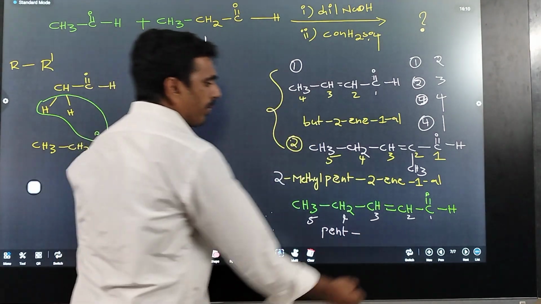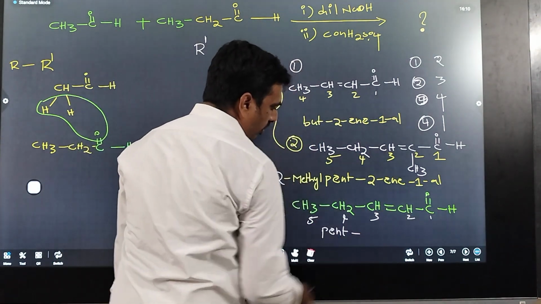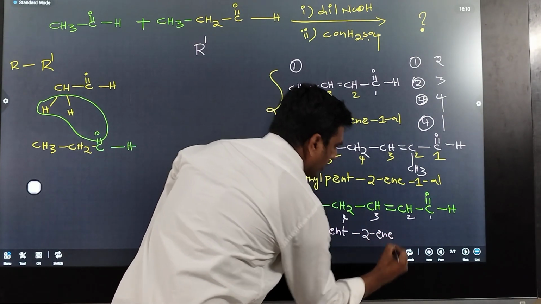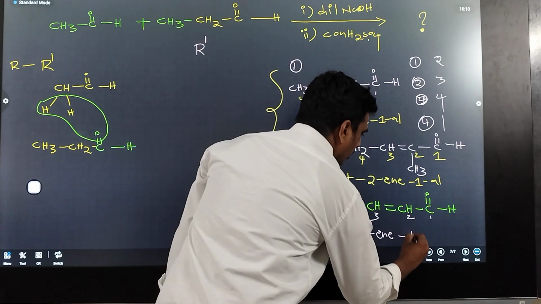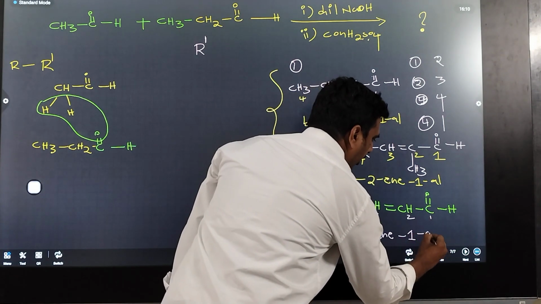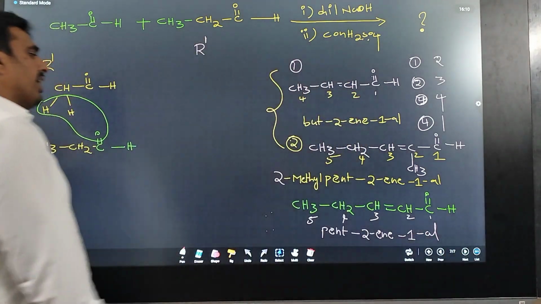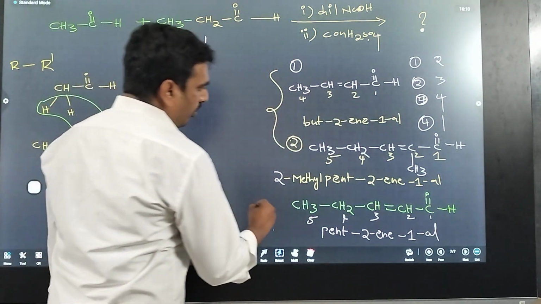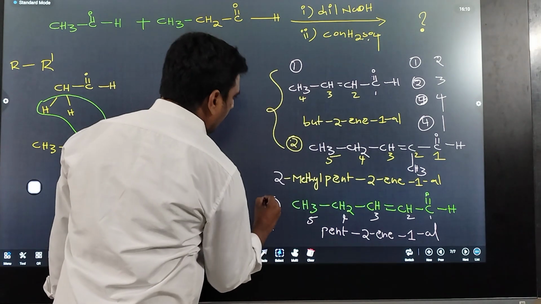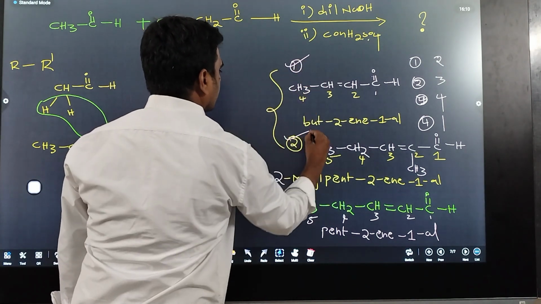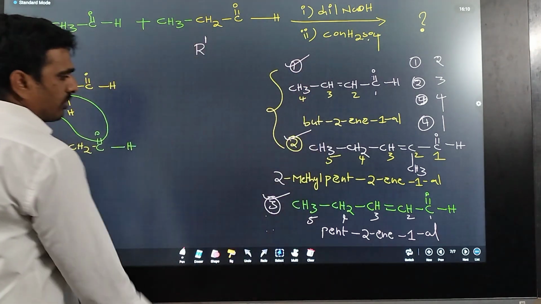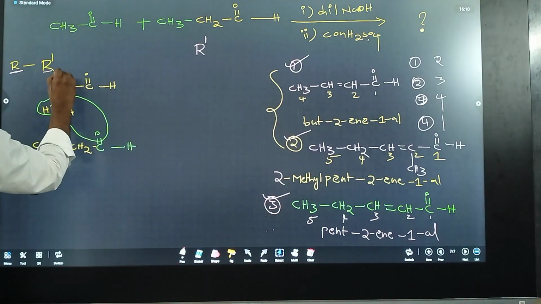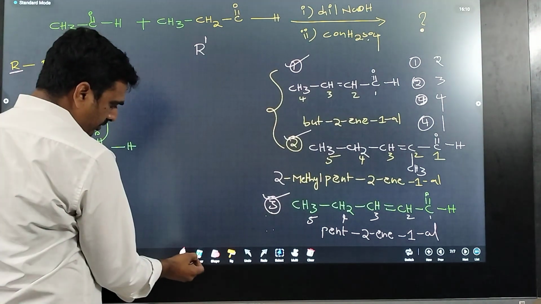Next, second position double bond, that means 2-ene, and the suffix for the aldehyde is -al. So pent-2-en-1-al, pent-2-en-1-al. So this is the third product. First one, second one, third one. This is the crossed product, because one is acetaldehyde and another one is propanaldehyde.